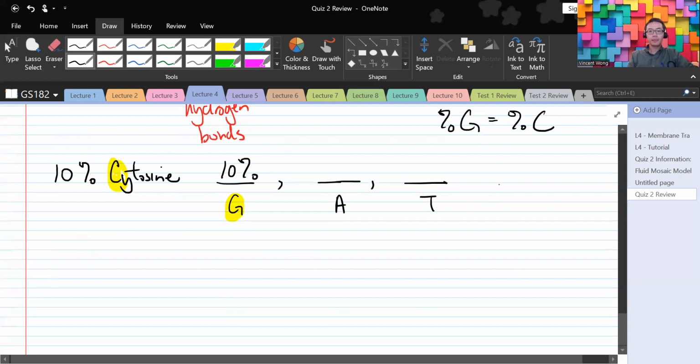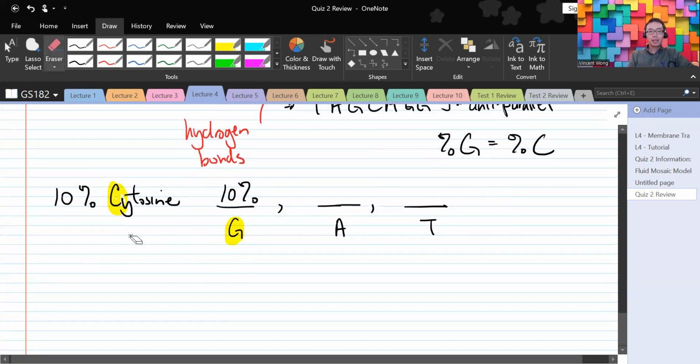All right. So we can add them up together. C plus G gives you 20%. And if you take 100% and subtract 20%, you get 80% for the A's and T's, right? And we know A and T are the same. So 80 divided by 2, you get 40% and 40%. Make sure you know how to do something like that. I wouldn't be surprised if there is a question on that.